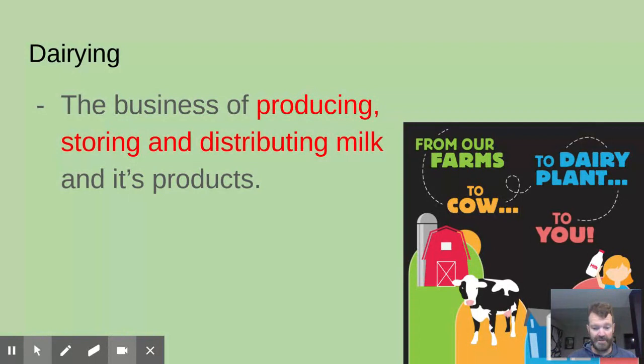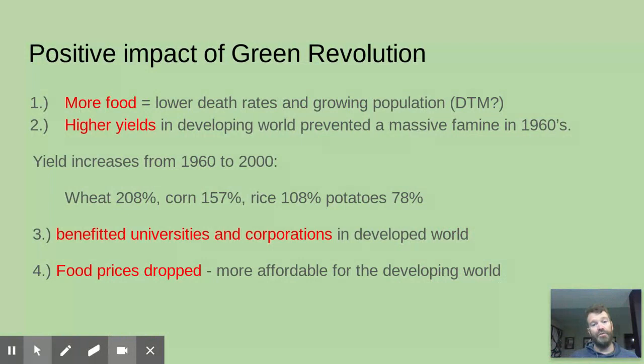Positive impacts. We have way more food, lower death rates and a growing population. So you think demographic transition model. Lower death rates. People are living longer, but we're also, in the developed world anyway, having way fewer people being born. That's why we can get into the fifth stage of the DTM. Things level out. In the first stage, there was a ton of people being born and dying. Now people are living longer, but there's also way fewer people being born when you get to the fifth stage of the model.